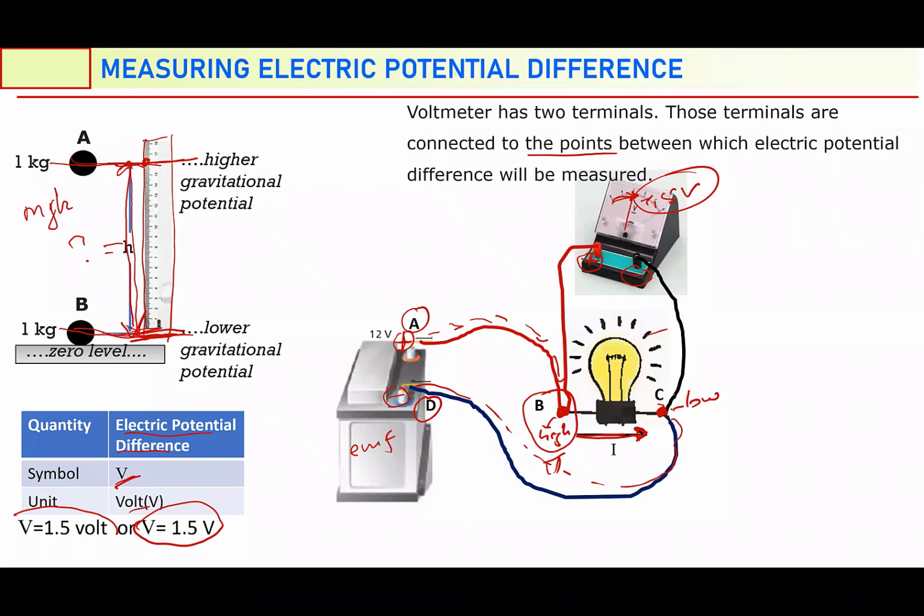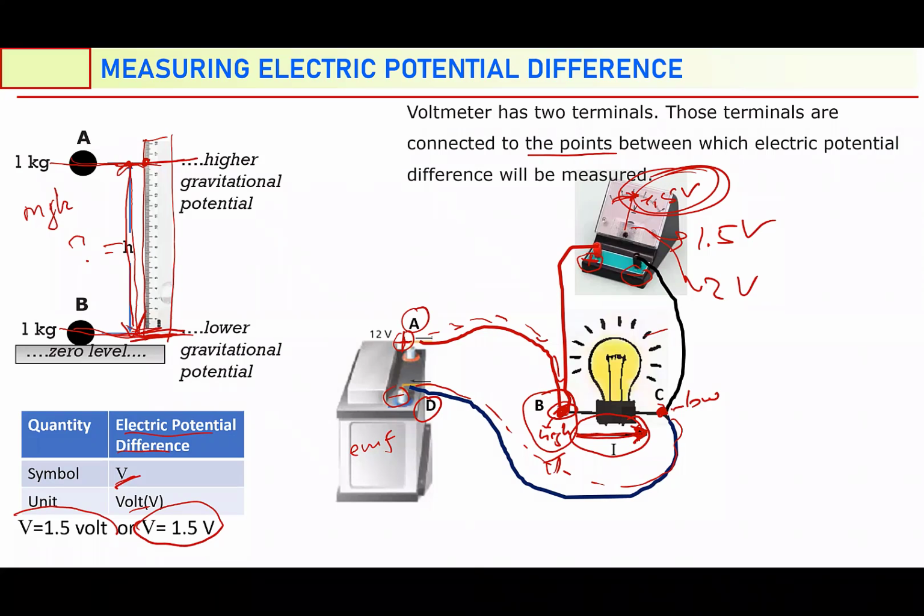Then, by looking at the direction of the electric current, you can say which point has a greater electric potential and which point has a smaller electric potential. Because the electric current is from B to C, B will have a higher electric potential than C. How much greater? The measure of the voltmeter. If the voltmeter measures 1.5 volts, point B will have a greater electric potential than C by 1.5 volts. If you measure 2 volts by voltmeter, point B will have a greater electric potential than C by 2 volts.